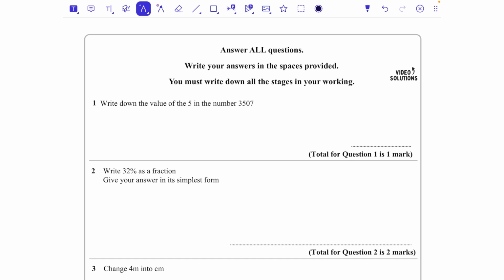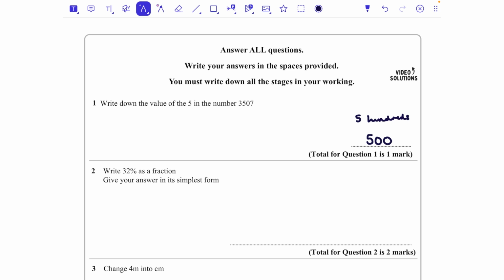So here we go. Question number 1, write down the value of the 5 in the number 3,507. So the 5 is in the hundreds column. And so we're going to say 500. If you just write hundreds, you're not going to get the mark there. So you either need to write 500 or 500s. You can write that as well. That's absolutely fine. That's the value of that 5.